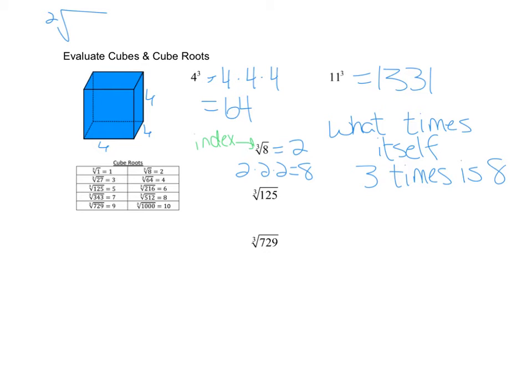So you have a table here, okay? So the cube root of 125, we look in our table, the cube root of 125 is 5, because 5 times 5 times 5 is 125. What's the cube root of 729? We look in our chart right there, and the cube root of 729 is 9. 9 times 9 times 9 is 729.